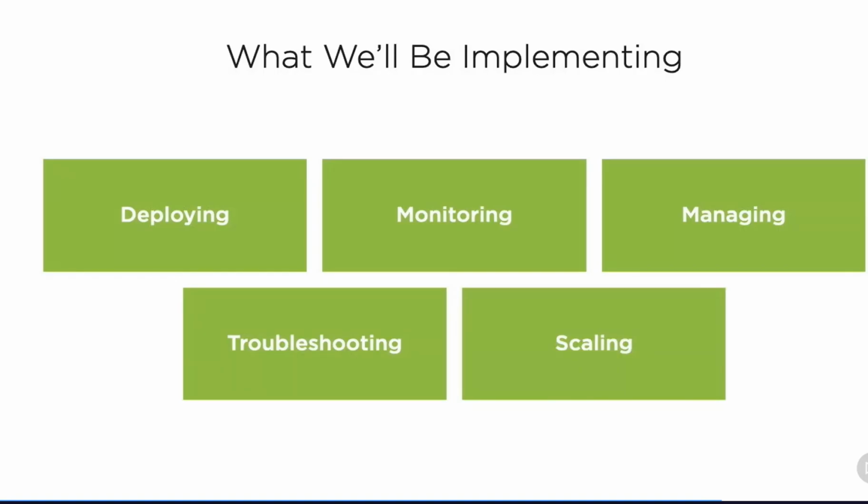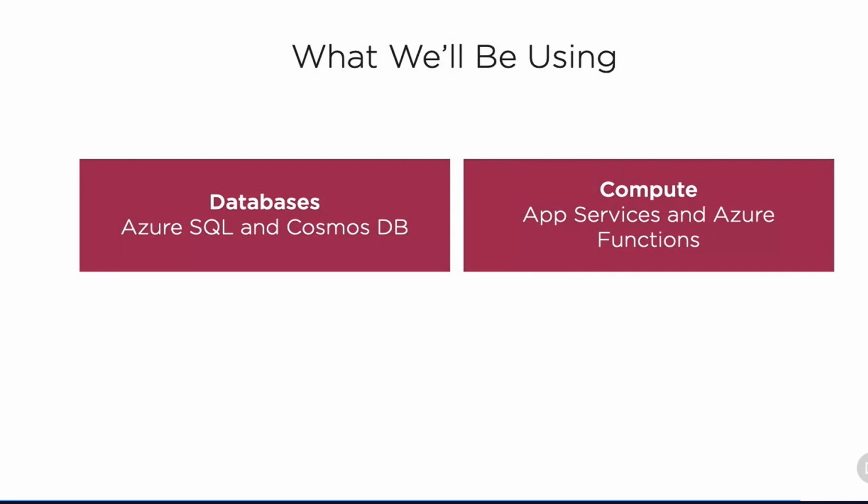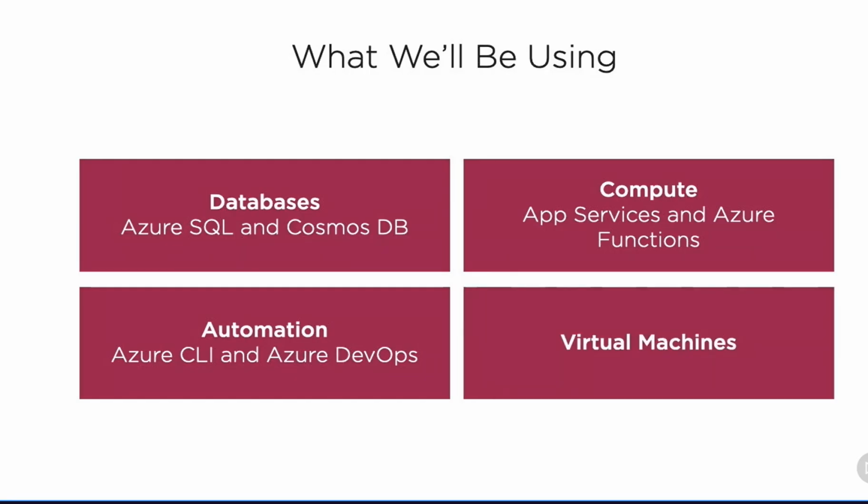Now to do this, we're going to be looking at 4 different categories of services. So first we have databases, and here we'll be looking at how we leverage Azure SQL as well as Cosmos DB, which is a document-based database. Then, from a compute perspective, we'll be looking at how we leverage app services and Azure functions. We'll then be looking at automation and how we leverage the Azure CLI as well as Azure DevOps. And finally, we'll be looking at just raw virtual machines or infrastructure as a service, and we'll be implementing that here within this module.